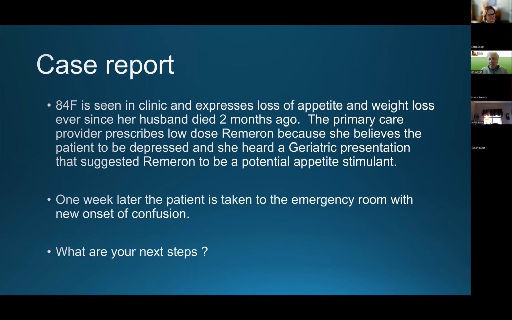All right, so I want to wrap up here with a discussion about this case report and see what you guys think about this. So we got an 84-year-old female comes into the clinic and expresses a loss of appetite and weight loss ever since her husband died 2 months ago. The primary care doctor prescribes a low-dose SSRI called Remeron because she believes the patient to be depressed. And she heard a wonderful geriatric presentation that suggested that Remeron could be a potential appetite stimulant. Takes the medication. 1 week later, the patient's taken to the emergency room with new onset confusion.